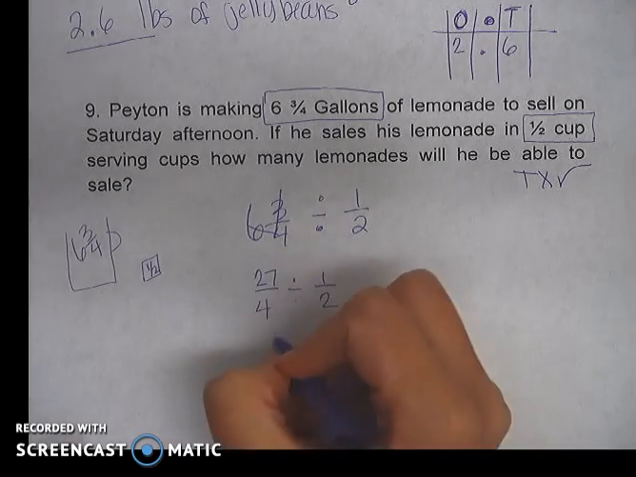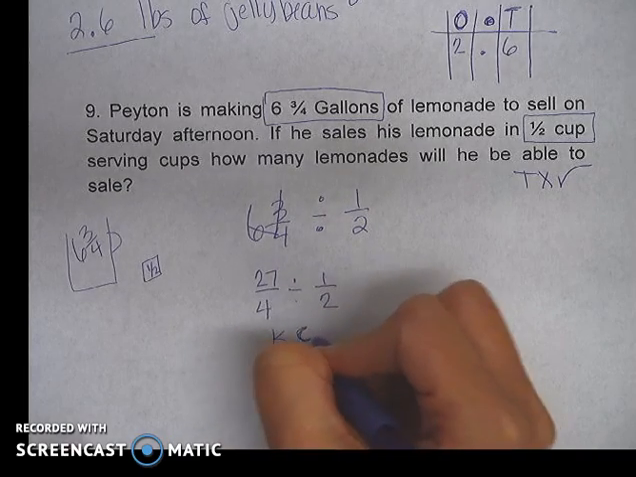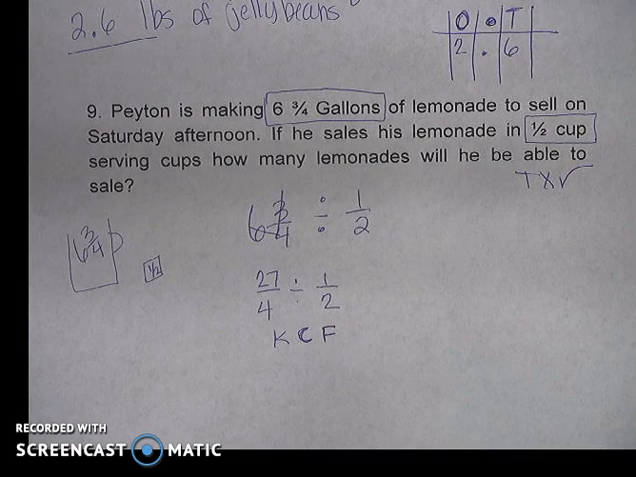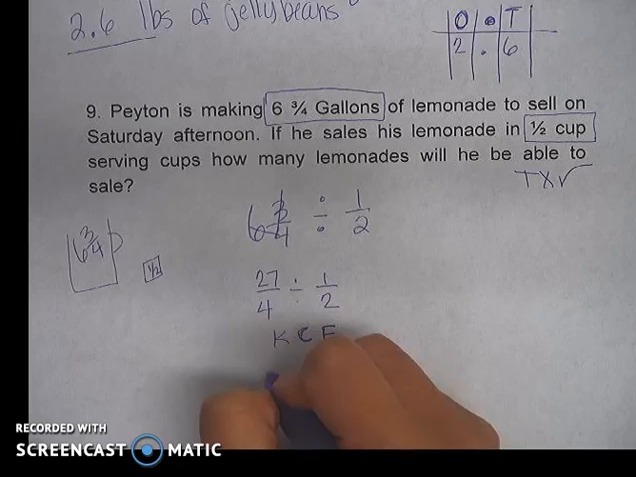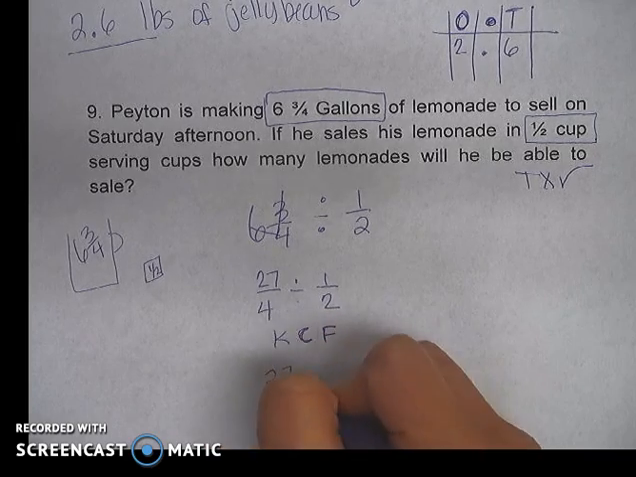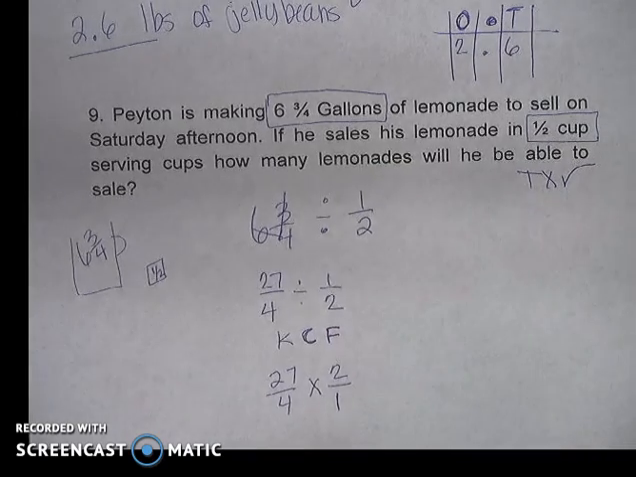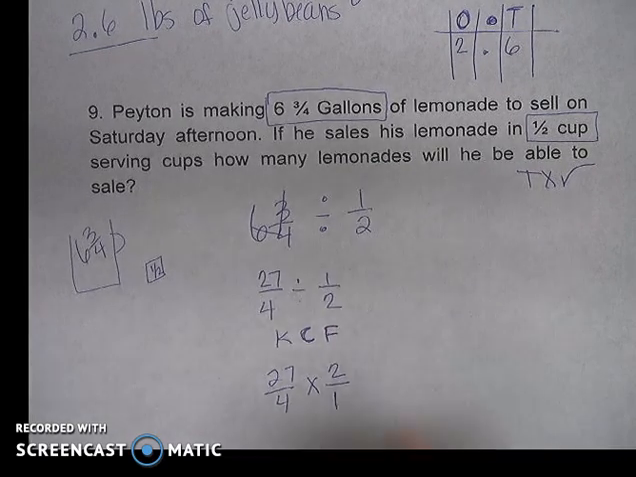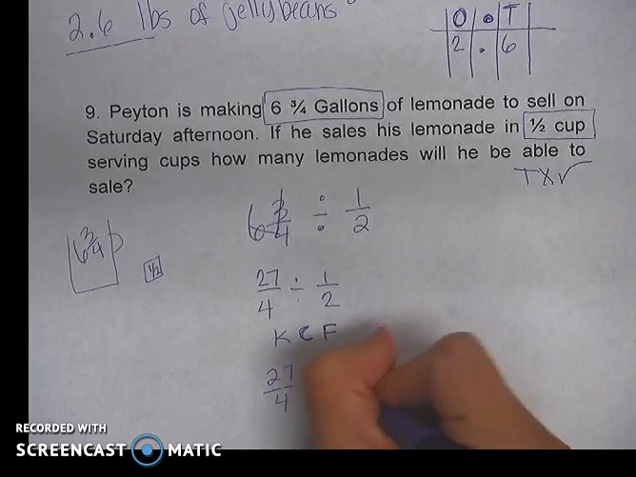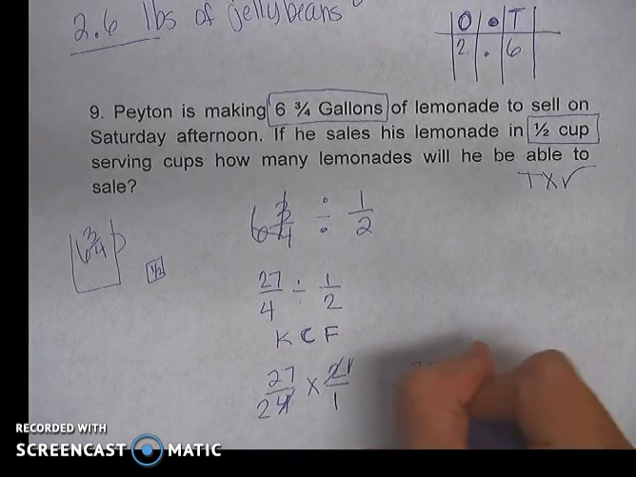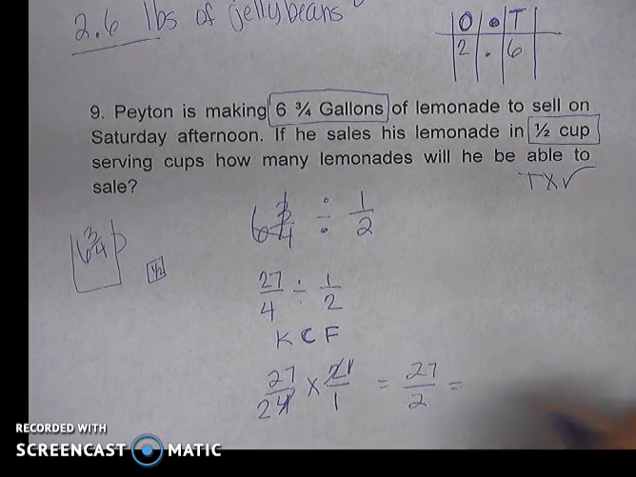Okay? Keep it, change it, flip it. 27/4 times 2/1. Okay, I'm going to have to cross simplify here. That's going to become 1. This is going to become 2. So this is going to be 27/2. Okay, what kind of fraction is that?